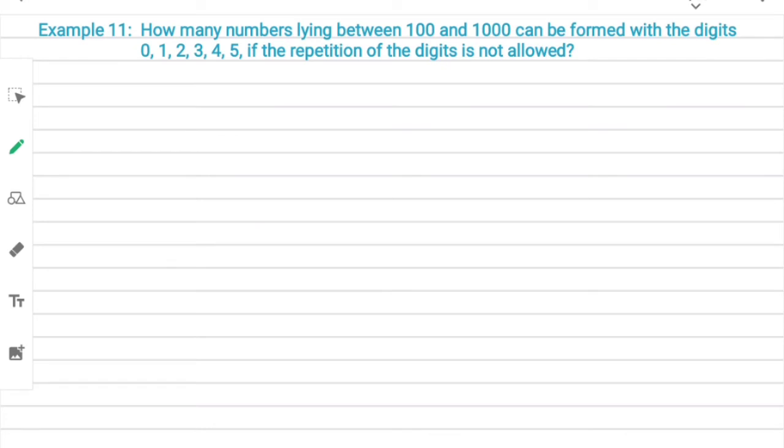Okay. Now, example 11. How many numbers lying between 100 and 1000? That is, we are going to find the numbers between 100 to 1000. That means we are going to find 3-digit numbers that can be formed with the digits 0, 1, 2, 3, 4, 5. Totally, they have given 6 numbers. That means n is equal to 6.